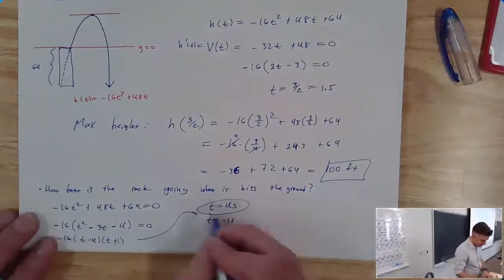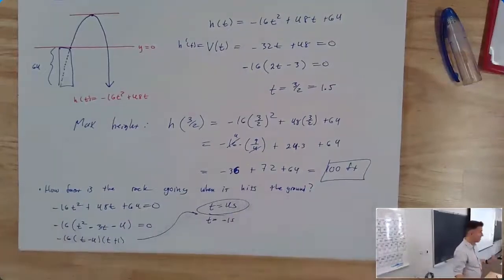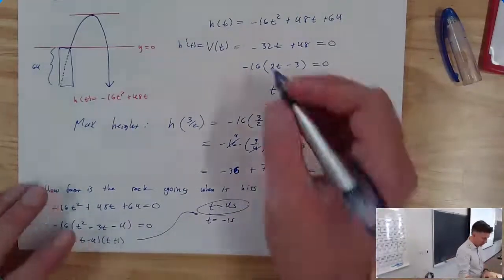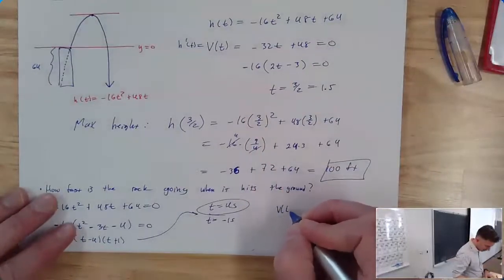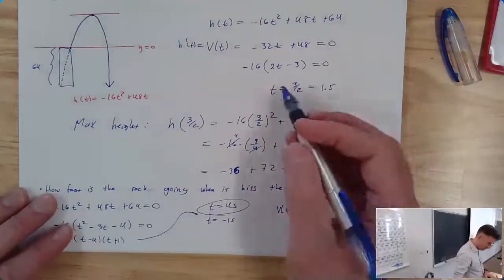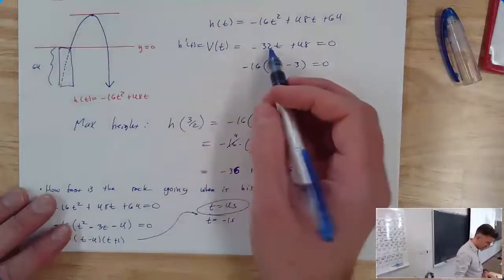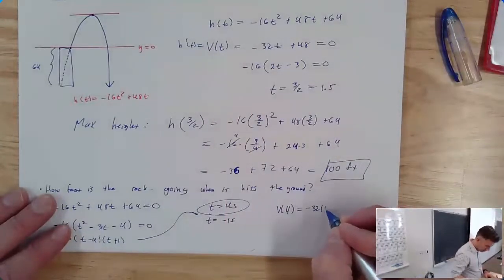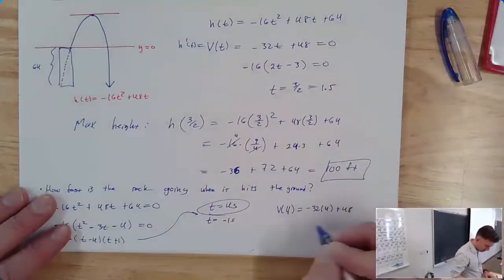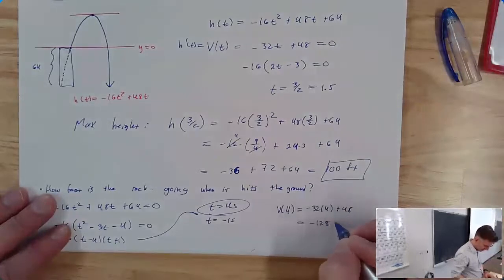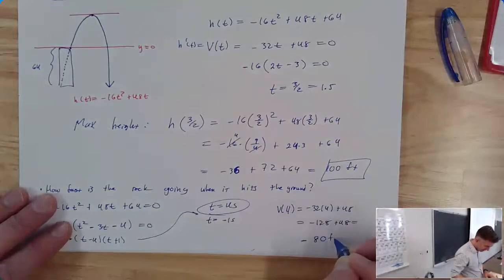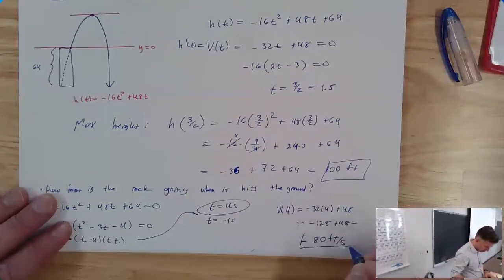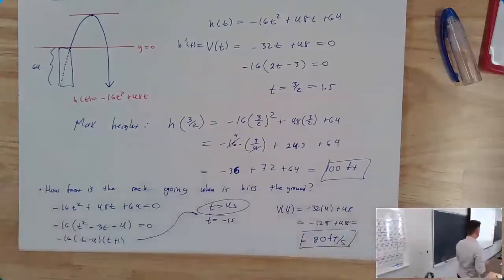But we're going to plug that into the velocity equation because we want to know how fast it's going. If you plug that in, v of 4 is going to equal -32 times 4 plus 48, which is -128 plus 48, which is -80 feet per second, which is the correct answer to the velocity when it hits the ground. It's going in the negative direction, so it has a negative velocity.